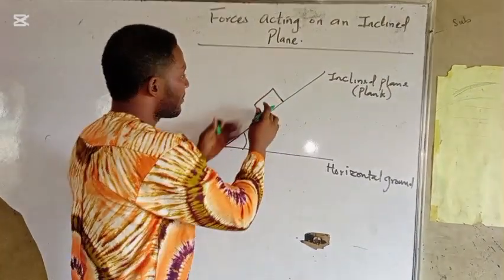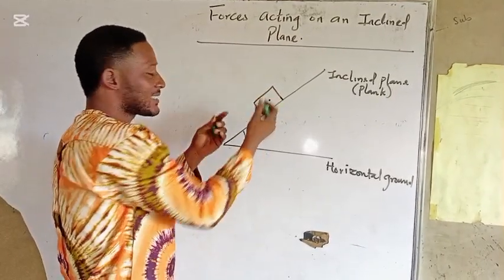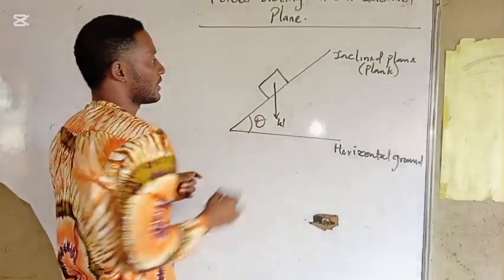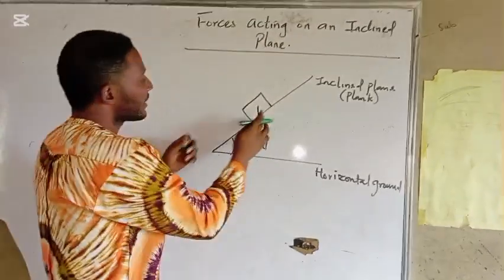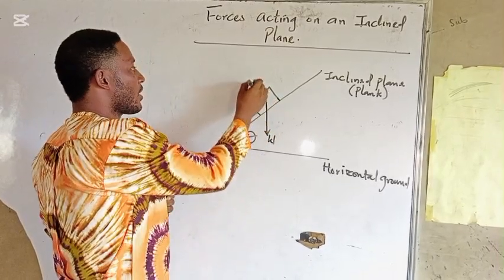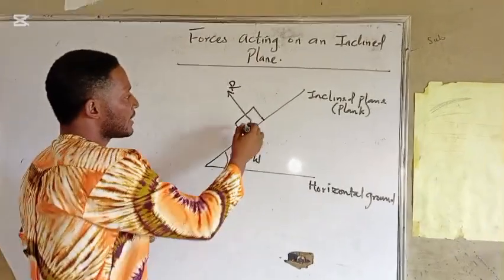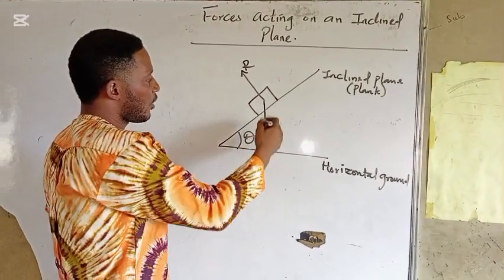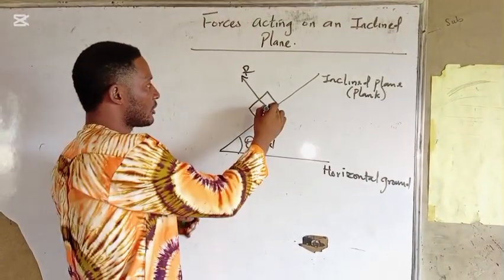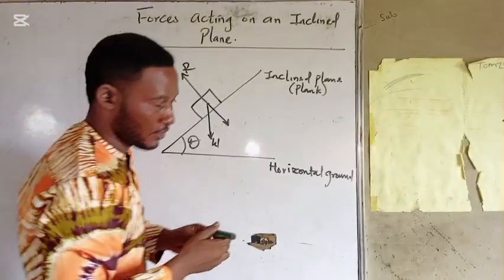Whenever you have a body placed on an inclined plane, the body will exert its weight pointing towards the ground. The weight of the object is W, as you can see here. At the same time, the plank will exert a reaction, an upward force, on this body. We call that upward force the normal reaction, R. And at the same time, there is a force, which is a component of the weight of this body, acting in the same orientation but in the opposite direction to the reaction. But we don't know this force.